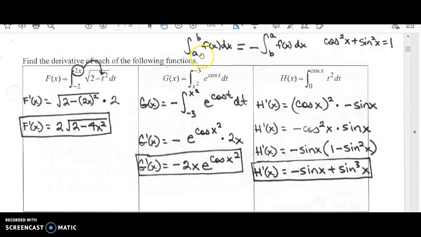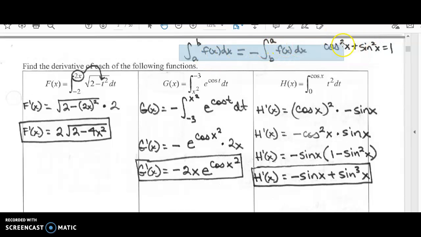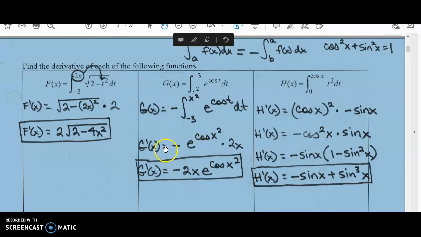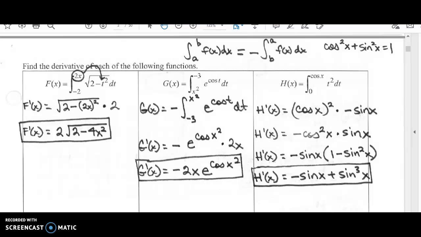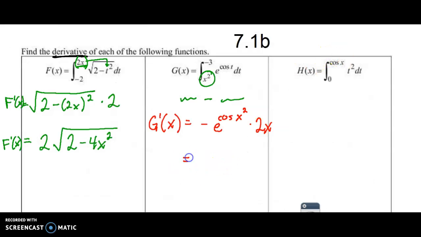So that's why the author of this went ahead and put this little note down, is to remind you that if you were to switch these things around, you're going to negate those answers. I don't think of the problem that way, but that's how he does. And then notice that he went ahead and moved that 2x in front. So I guess if I were finishing this problem, that's exactly what I would do. So negative 2x e to the cosine of x squared.